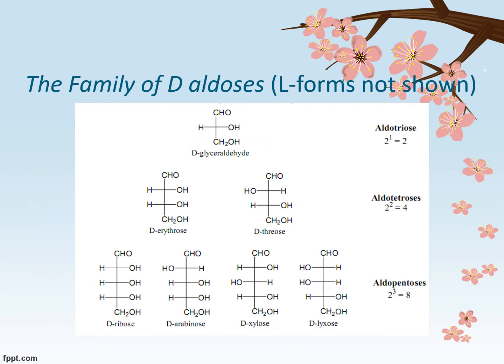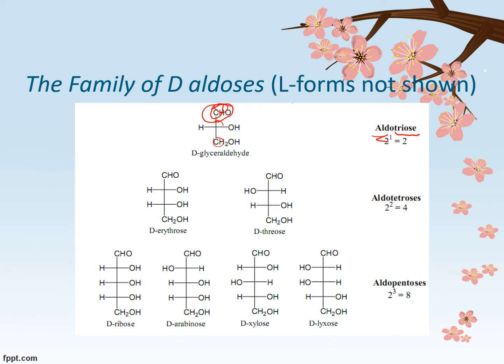So this figure shows the stereoisomer of the aldose. Here the L form is not shown, only the D form. The L form is the mirror image of this D form. This saccharide belongs to aldotriose, a triose with 3 carbon: 1, 2, 3. Aldo because it has an aldehyde group.